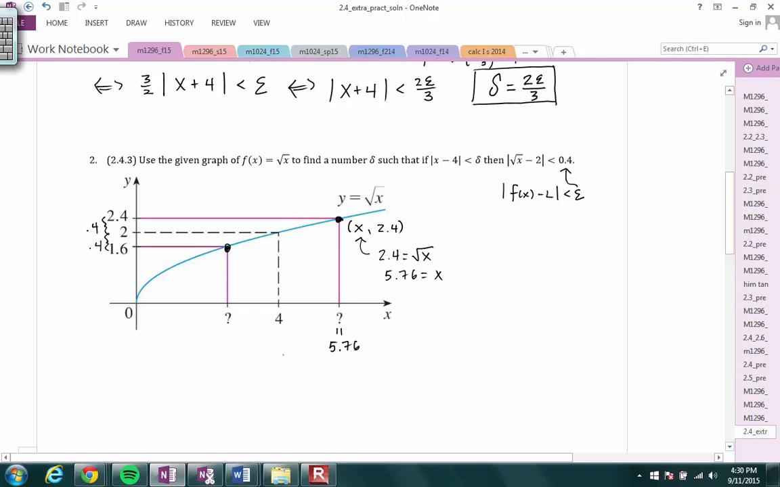Alright, so one candidate for delta would be the difference between that x value and 4, the place where we're taking the limit. So we get 1.76. Alright, let's do the same kind of thing for the y of 1.6. 1.6 is equal to the square root of x, and we get that x is equal to 2.56.